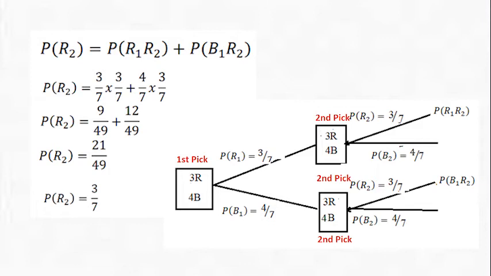Then the probability of picking a blue pen first and a red pen second will be 4 out of 7 times 3 out of 7. Thus, the probability of picking a red pen second would be probability of a red first and a red second plus probability of a blue first and a red second.